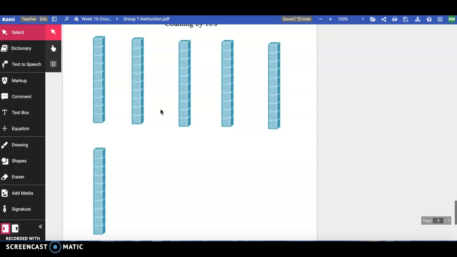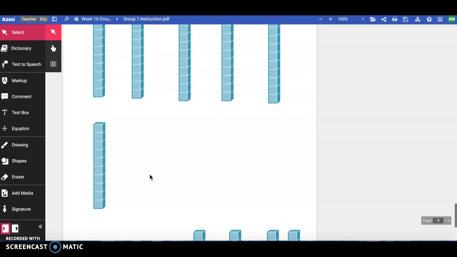All right, if we have 6 groups of 10, go ahead and have your teacher pause the video and discuss how many cubes you see in 6 groups of 10. That's right, there are 60. So let's go ahead and count this out together. We have 10, 20, 30, 40, 50, 60. 60 cubes in 6 groups of 10.